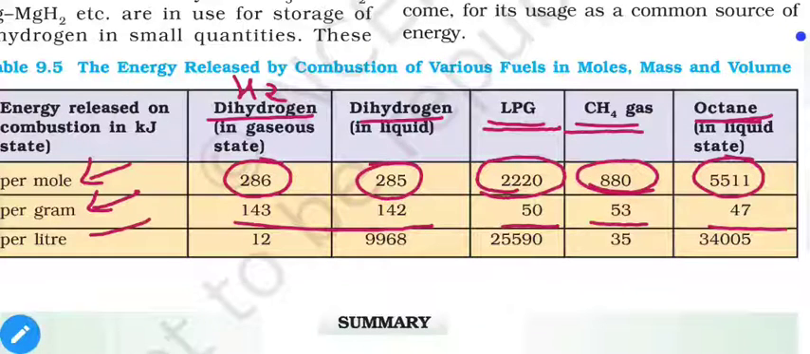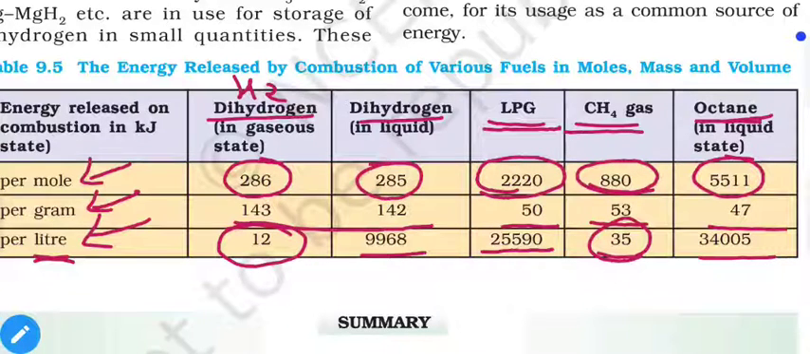But in case of liter, again you can see drastic change. For gaseous hydrogen, only per liter you can get 12 kilojoules of energy. Whereas in liquid hydrogen we can get comparatively good amount of energy, 9968 kilojoules. LPG releases comparatively very high amount of energy, 25,590. Methane releases very poor amount of energy, 35 kilojoules, and petrol releases highest amount of energy per liter, 34,000. So as we can see, usually we use fuels in liters.